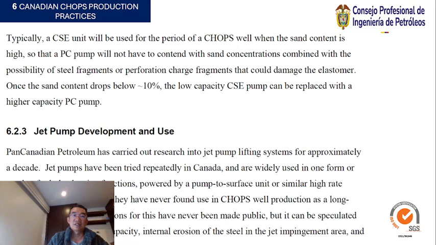Typically, a CSE unit will be used for the period of production when the sand content is high, so that a PC pump will not have to contend with sand concentrations combined with the possibility of steel fragments or perforation charge fragments that could damage the elastomer. Once the sand content drops below about 10%, the low capacity CSE pump can be replaced with a higher capacity PC pump.